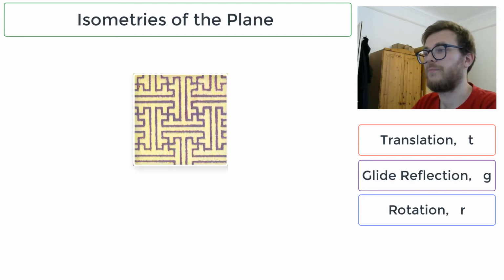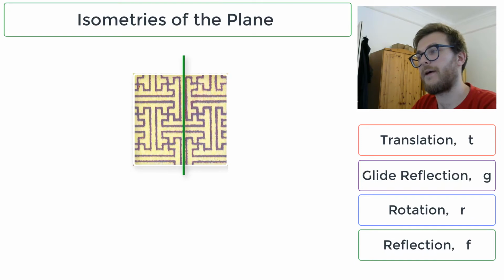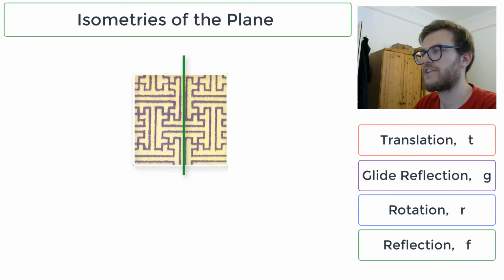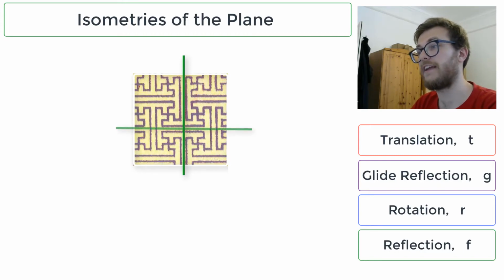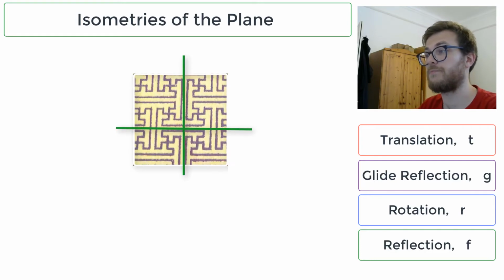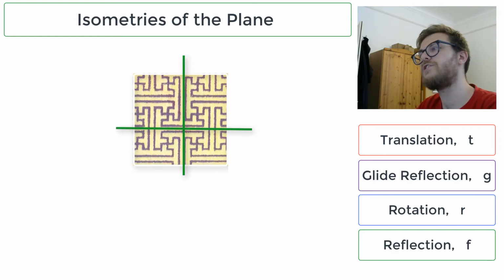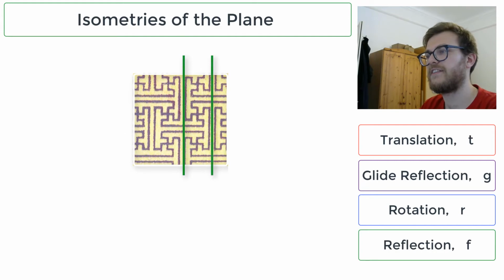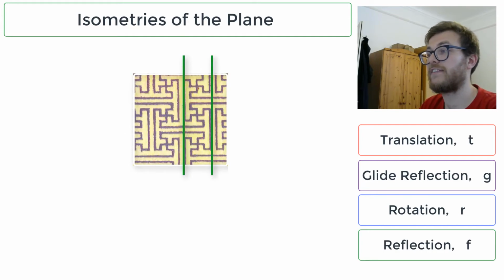Finally, the reflection, which we will denote with an F for flip. Combining a reflection with itself gives the identity, but it is most powerful when combined with others. For example, these two reflections combine to give a rotation around their intersection point. And these two reflections that do not intersect, when combined, give a translation.